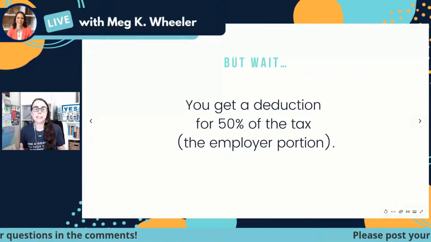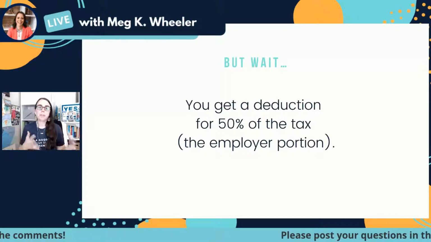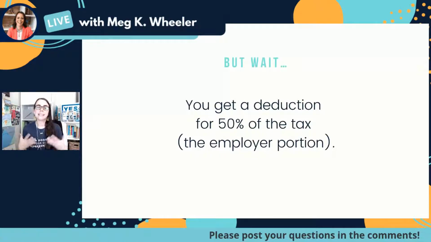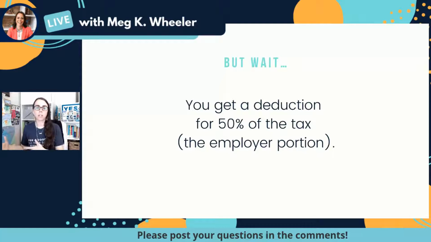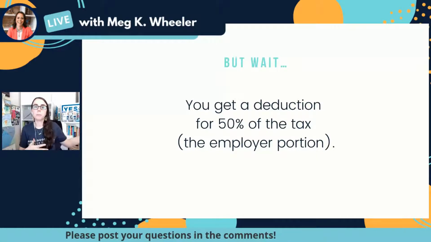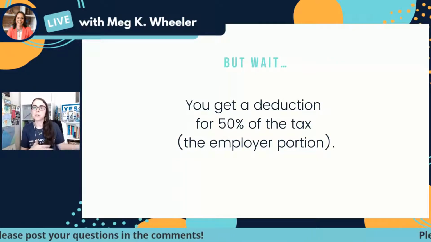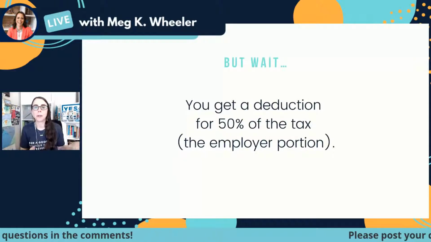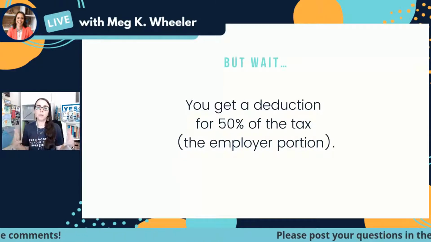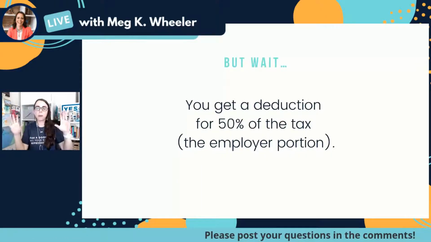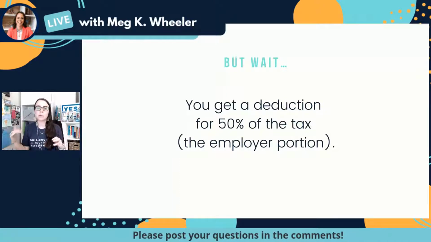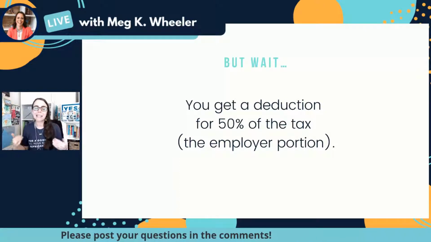The good news is you actually get a deduction for 50% of the tax. So you basically get to deduct the employer portion of self-employment tax, much like your employer would have deducted their portion of your payroll taxes back when you were an employee. So even though you have this big self-employment tax number you've got to pay, you also get 50% of that as a deduction.